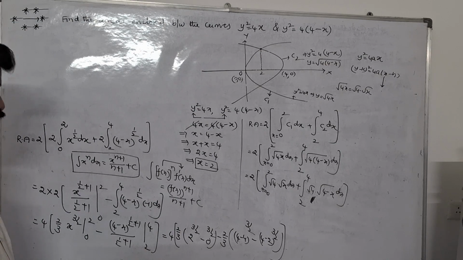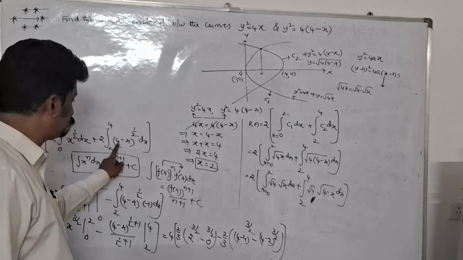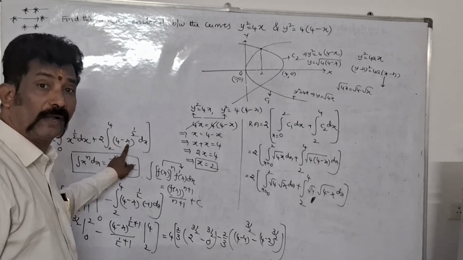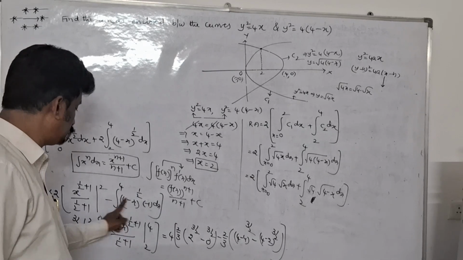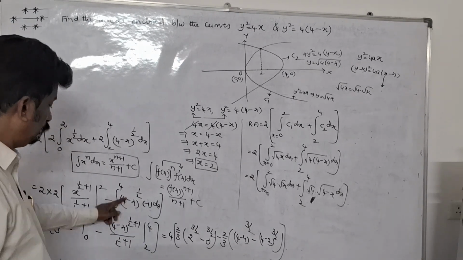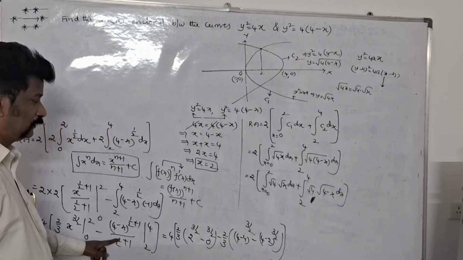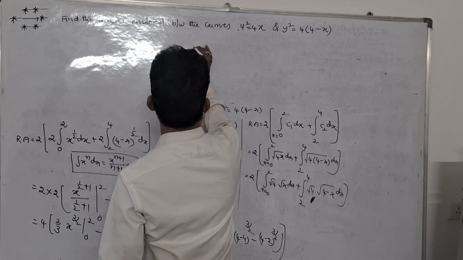x power 1 by 2 plus 1 by 1 by 2 plus 1. And this one we can arrange. Why? Because the derivative of 4 is equal to 0, and the derivative of minus x is equal to minus 1. So minus 1 is not there. That's why we can arrange this one. Minus into minus is plus, there is no change of value. So then apply this formula. Okay, guys. So this one is the required area.